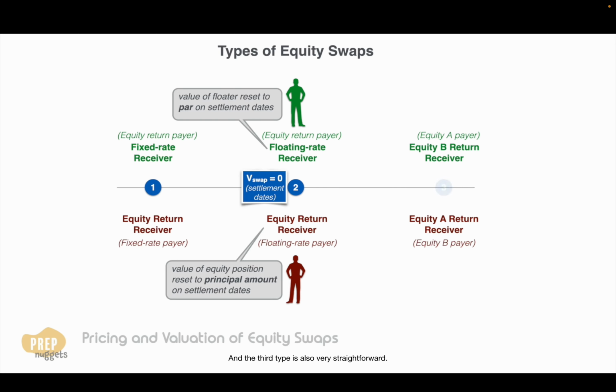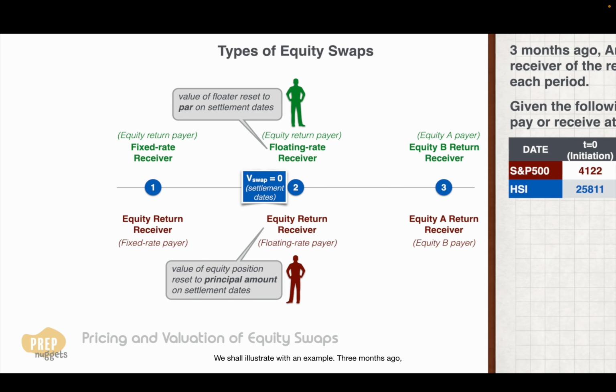And the third type is also very straightforward. It is essentially exchanging the return of one equity for the return of another equity. The value and exchange of payments will be the periodic return of the respective equity indices on each settlement date. We shall illustrate with an example.